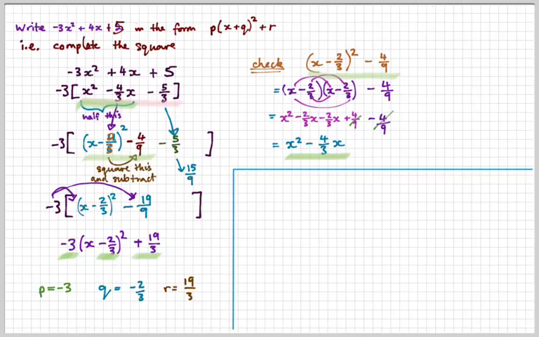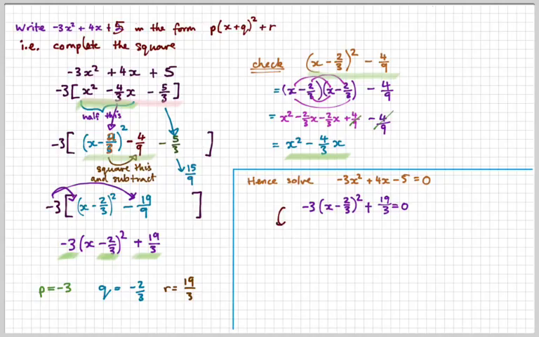Let's imagine now that the question said, hence, solve minus 3x squared plus 4x minus 5 equals 0. Now, of course, we could use the quadratic formula to solve this. We could also use the completed square form, which we've just written, to solve. Okay, so if I write the square form, we can solve this step by step.